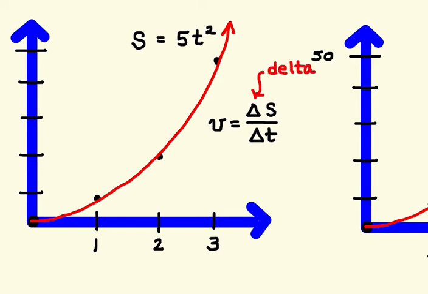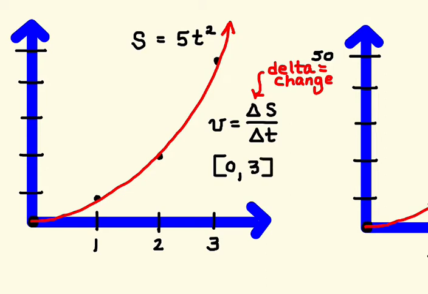Delta S over delta T, and it means change. Probably you've seen this if you're taking physics. That usually is used in physics. So if I want to know the change in distance, or the speed, on the interval from 0 to 3 seconds, what's my velocity?